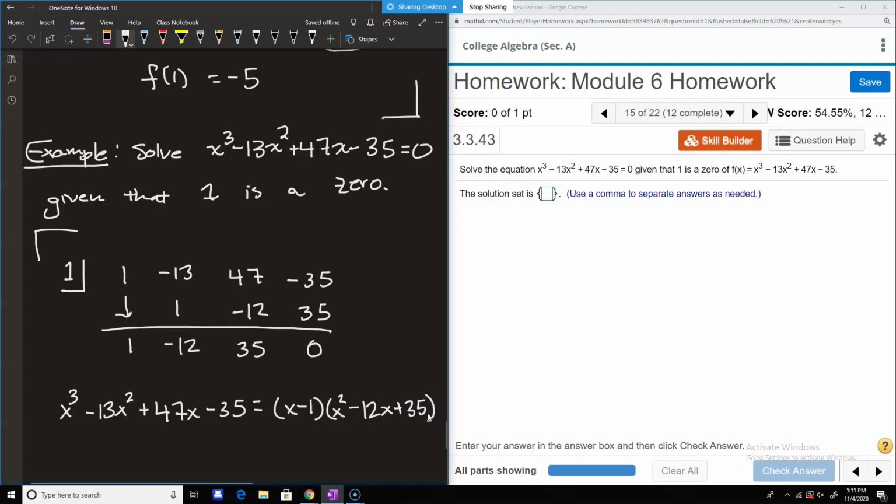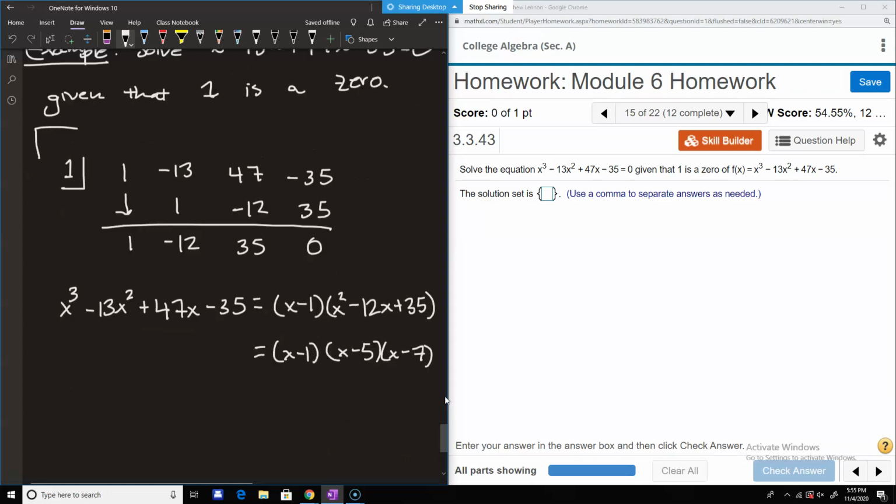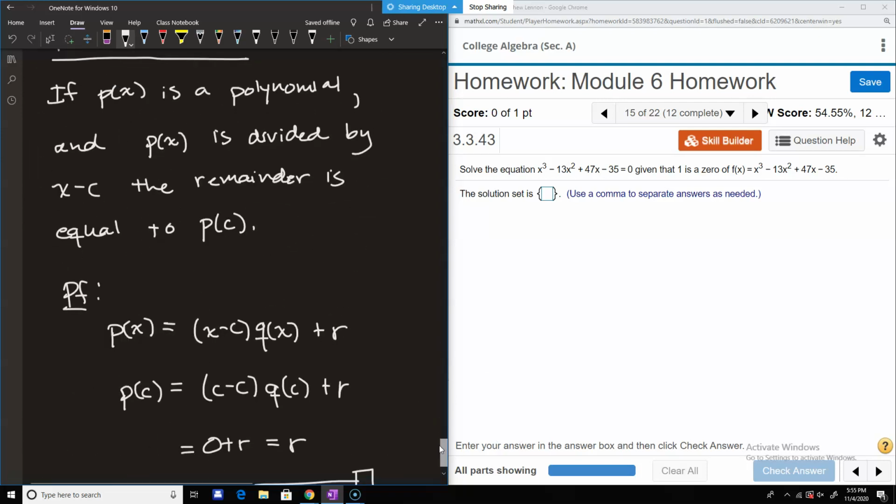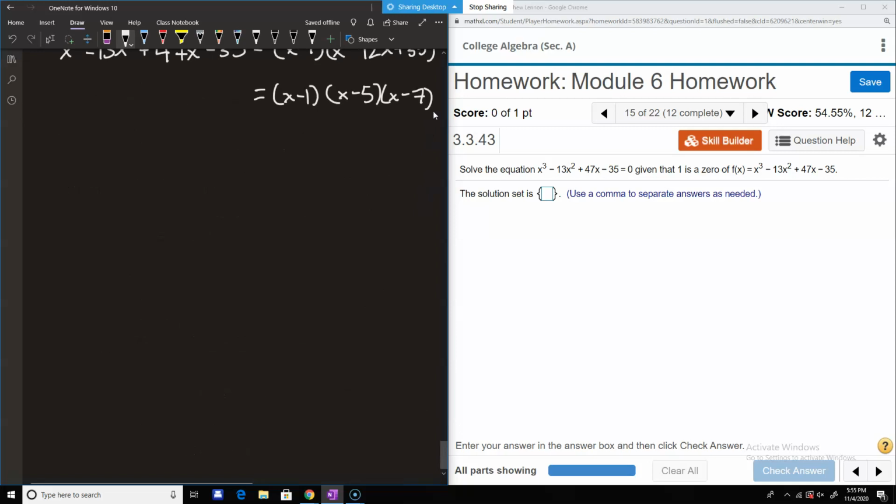And then I can use the shortcut on the remaining polynomial to factor that, right? What two numbers multiply to positive 35, but add to negative 12? Well, that's going to be negative 7 and negative 5. So this will factor into x minus 1 times x minus 5 times x minus 7. So now I have my answer, right? The 3 zeros are going to be the numbers you would plug in for x that would make each factor 0, right? So they would be 1, 5, and 7.